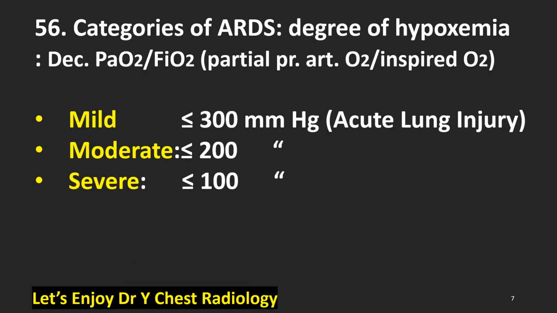Categories of ARDS, which means degrees of hypoxemia, that is decreased PaO2 over FiO2, partial arterial pressure of O2 over inspired O2. The mild degree is less than 300 mmHg. That is also called acute lung injury, ALI. Moderate degree is less than 200 mmHg. Severe degree is less than 100 mmHg.